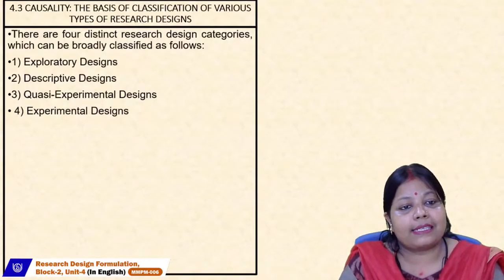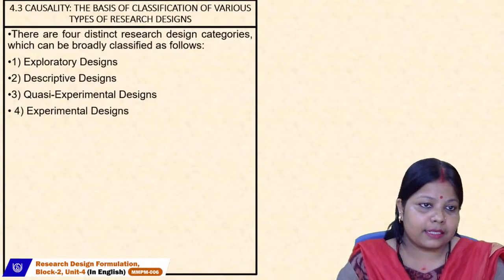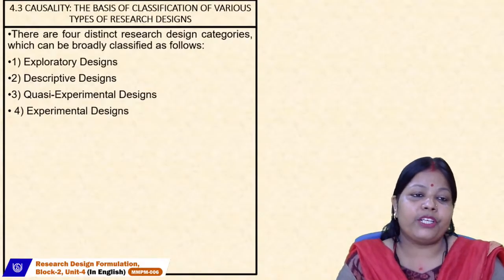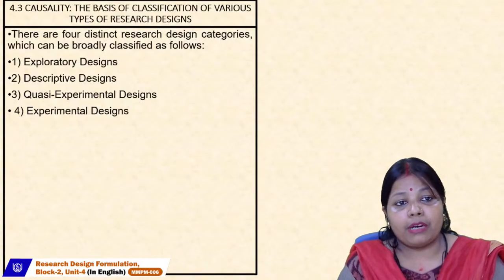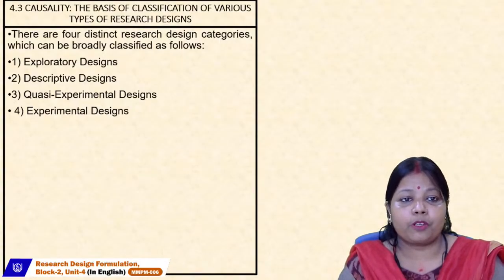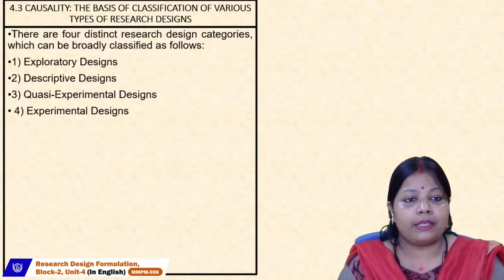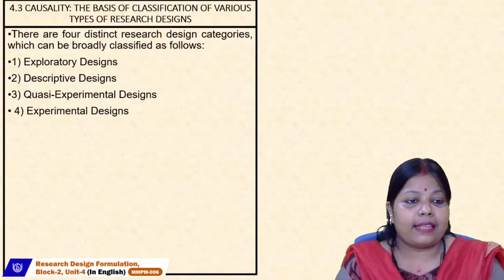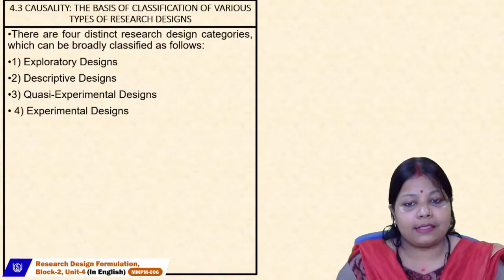Then the second one is descriptive research design, whose name tells the meaning of this research design: after exploration, the description is possible. It means once we explore the knowledge about the project or the research problem, only then can we describe the research design. Then the third one is quasi experimental design, and the fourth one is experimental design, which will be discussed in the coming slides.